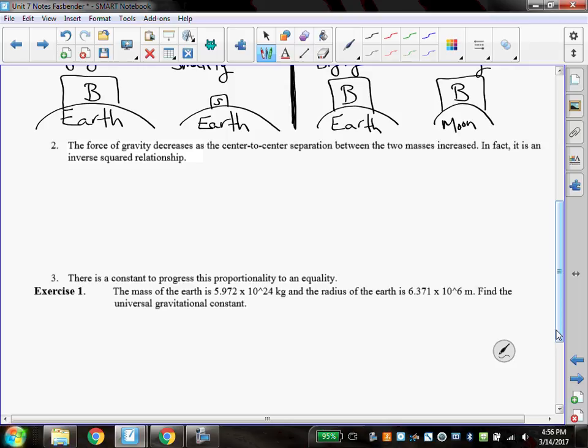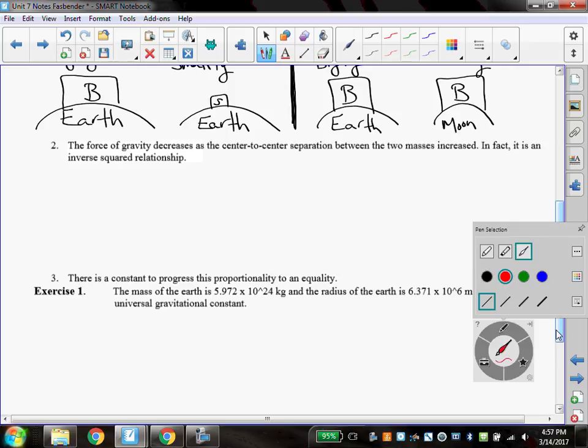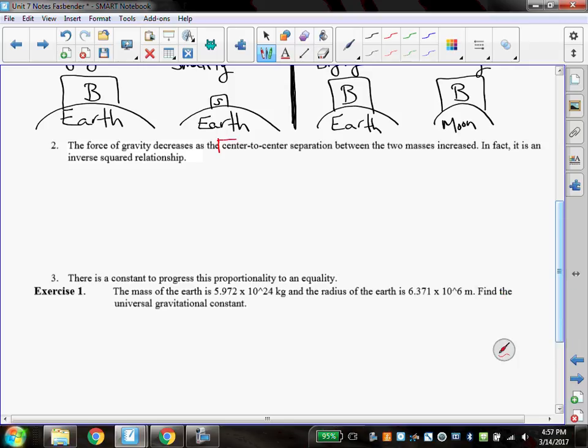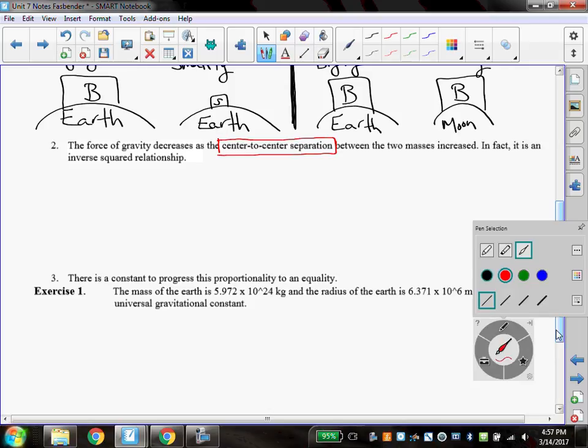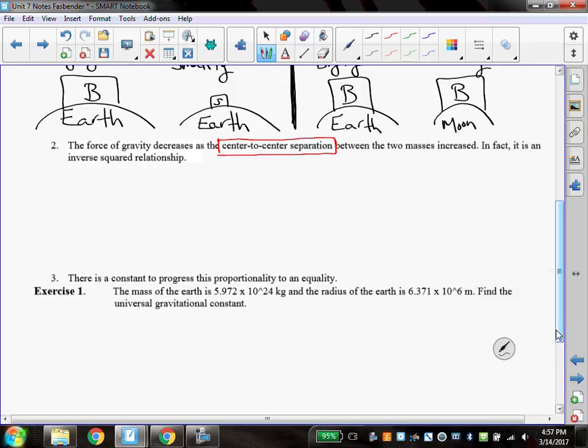The second thing that Newton noticed, he recognized that the force of gravity decreases as the center-to-center separation. And I'm really going to emphasize we need to always be talking about the center-to-center separation. He realized that the force of gravity decreases as the center-to-center separation between the two masses increased. And not only is it an inverse relationship, but it's an inverse squared relationship.